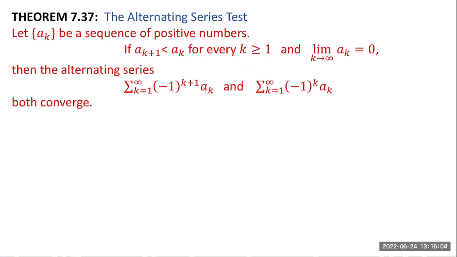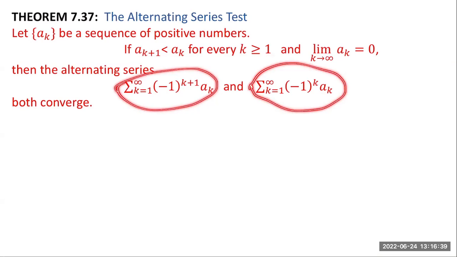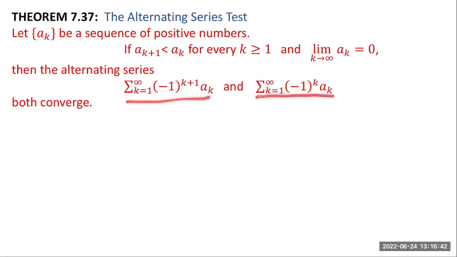Next, I want to go over this theorem, which is called the alternating series test. One of the most important theorems in this section. Here is the statement of the theorem. Let a_k be a sequence of positive numbers. Again, this is extremely important. It has to be a sequence of positive numbers. And if a_(k+1) is less than a_k for all k greater than or equal to 1, and this limit is equal to 0, then the conclusion is both of these alternating series are convergent. This series converges and this series also converges.